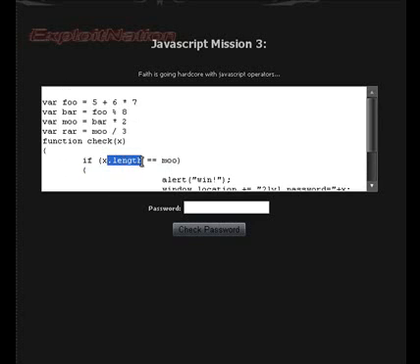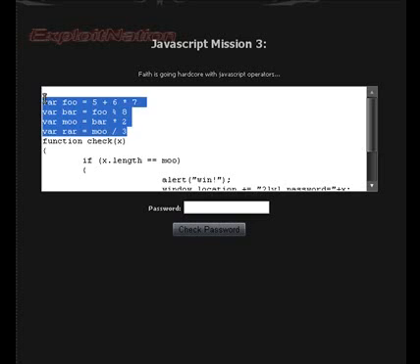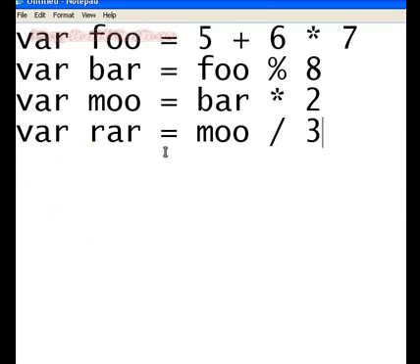We need to find the length of the password, not the password necessarily. We find moo by doing all of these problems. So here's some math we could do. Paste this into notepad and let's get started. 5 plus 6 times 7.